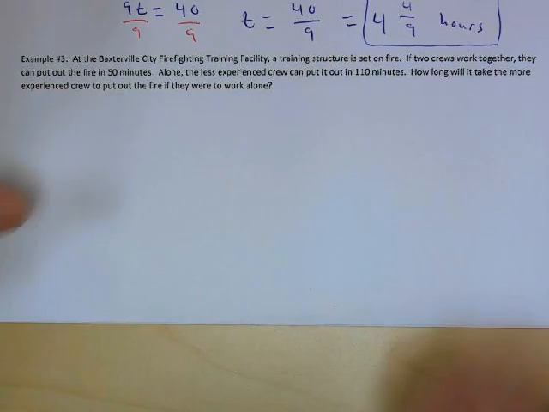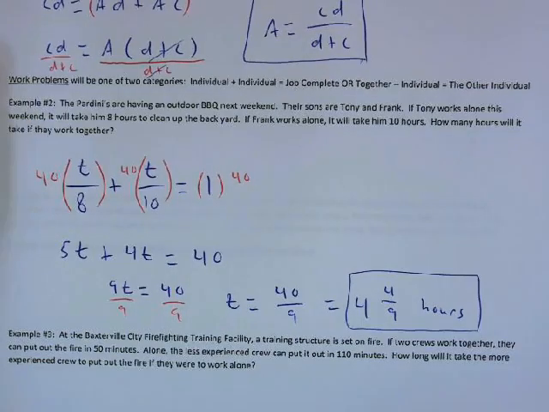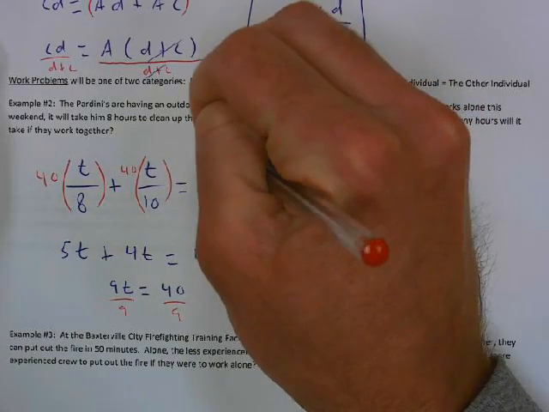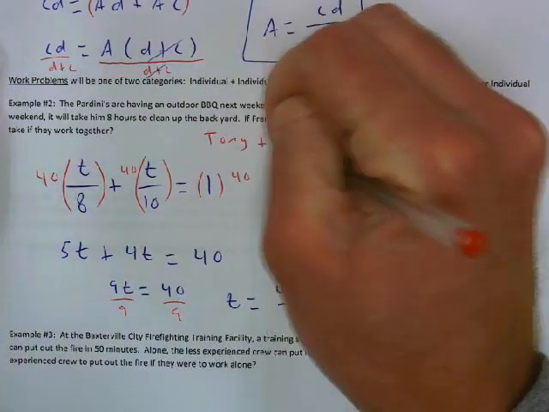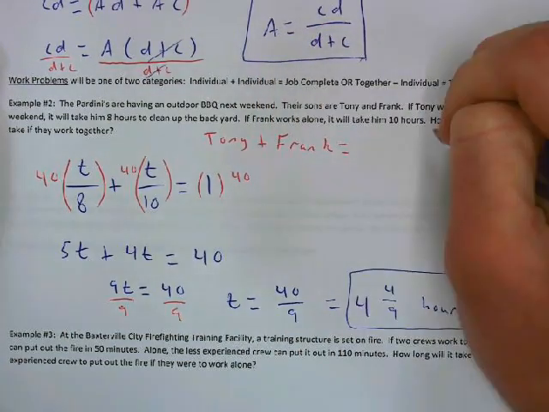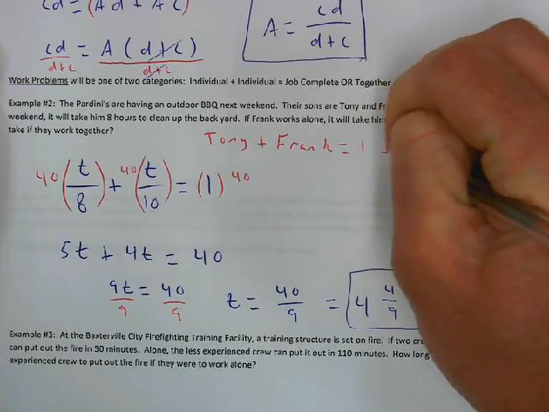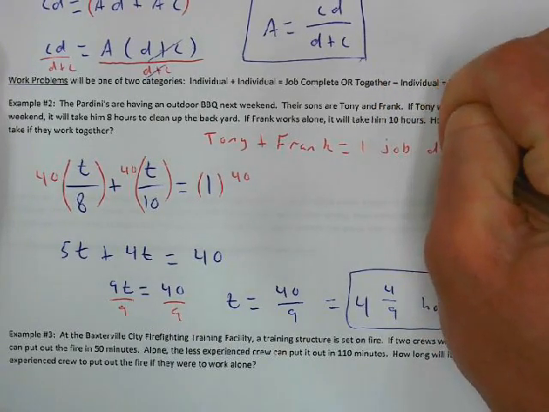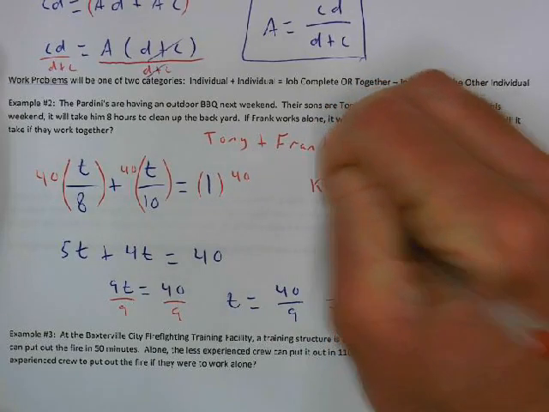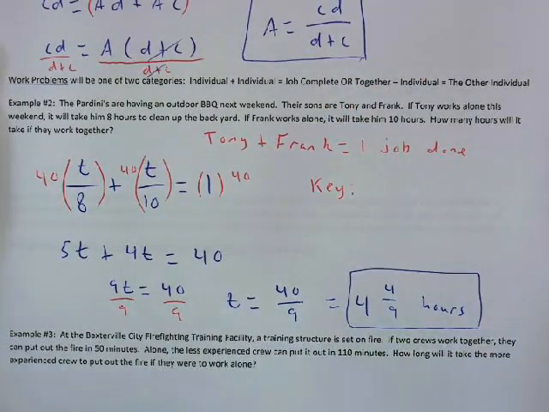Also, I'm sorry, I want to come back up here real quick. Just want to add a little something for your notes. How did we set up our equation? Well, basically it was Tony's work rate plus Frank's work rate equals 1 job done. And then when we solved, the key was to multiply everything by 40.